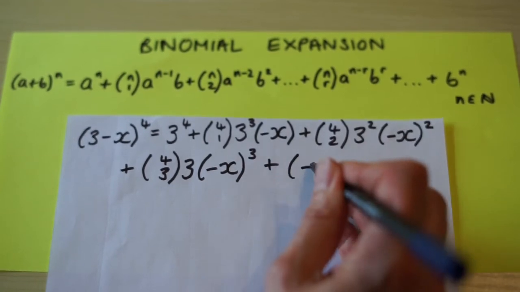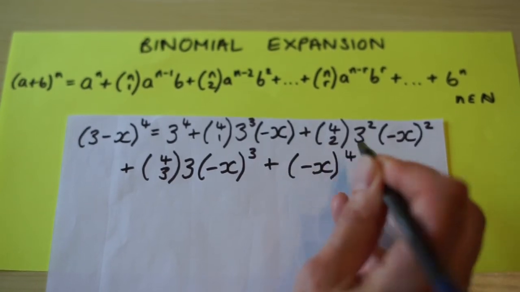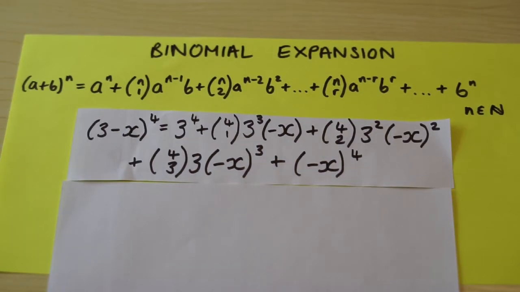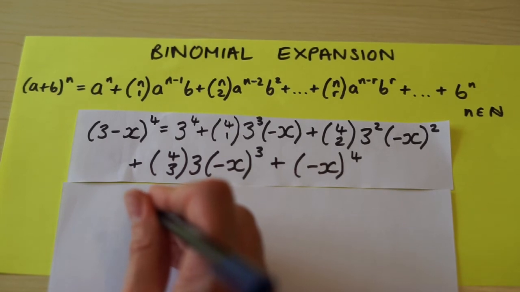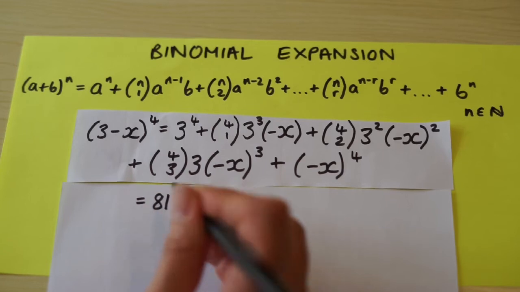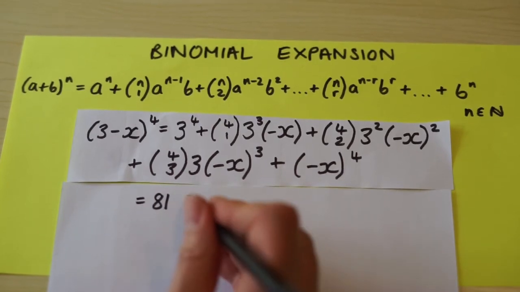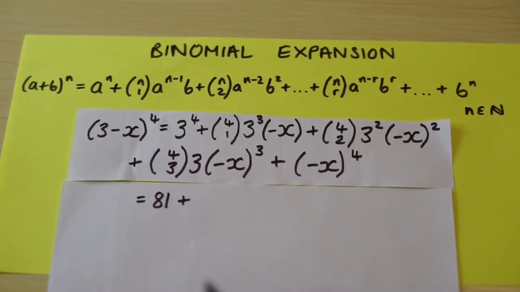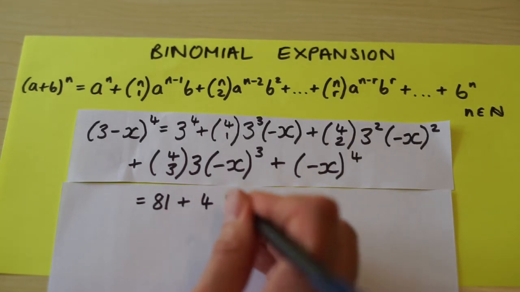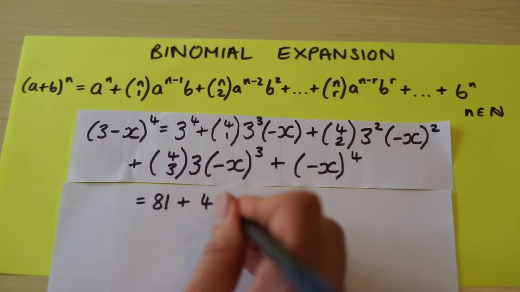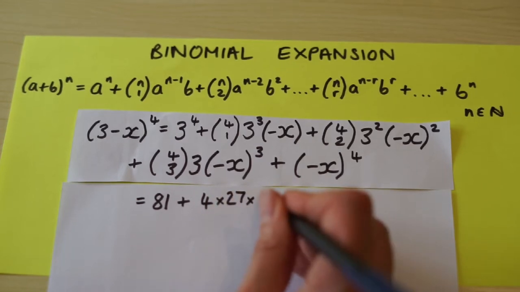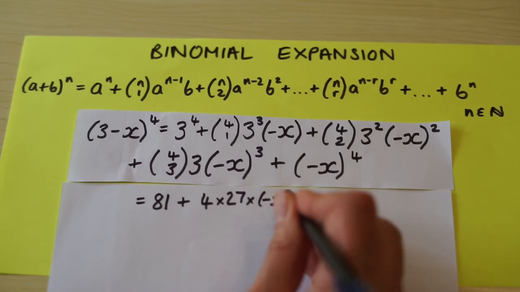Which brings us to our last term, minus x to the power 4. Now let's simplify what we've got. So 3 to the power 4 on your calculator is 81, and 4 choose 1 is 4, 3 to the power 3 is 27, and then we multiply by minus x.